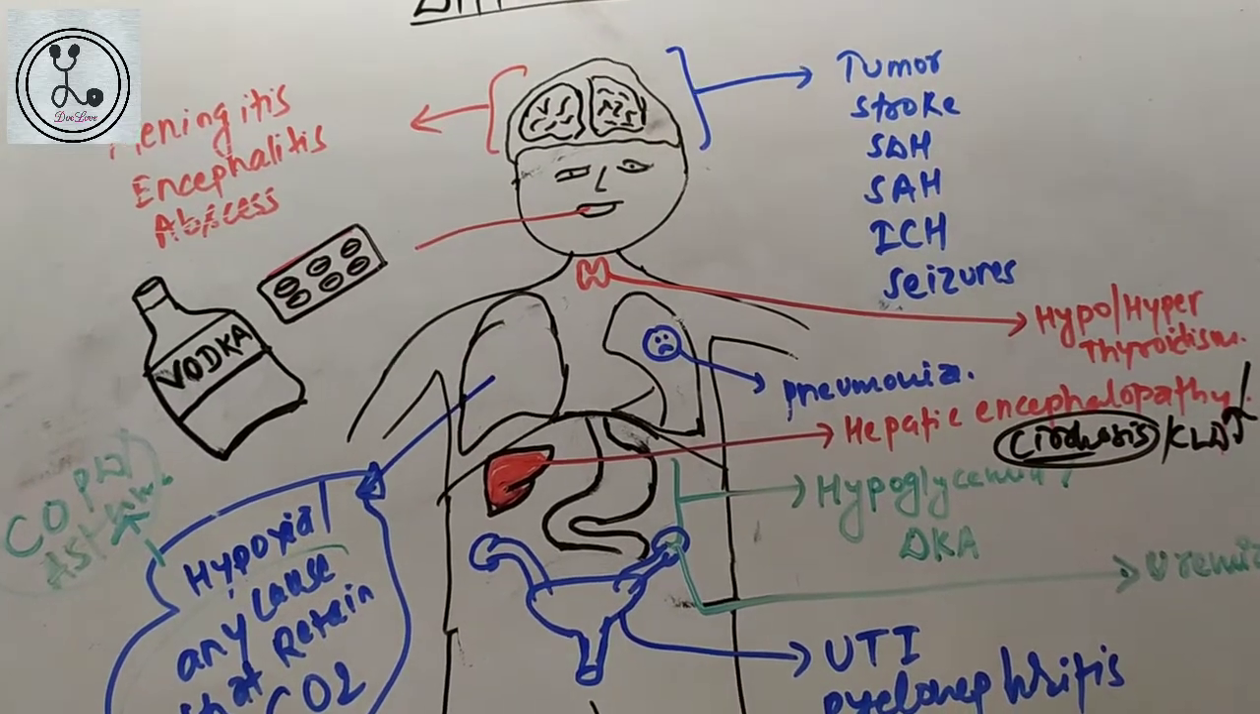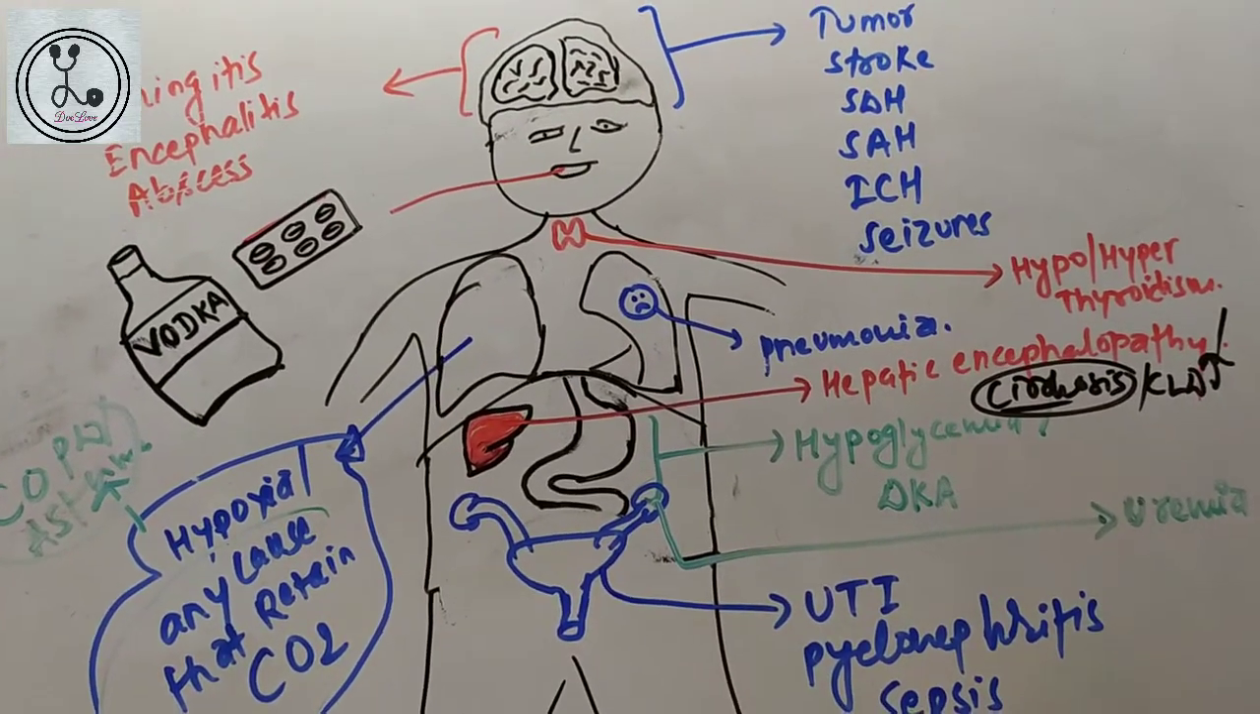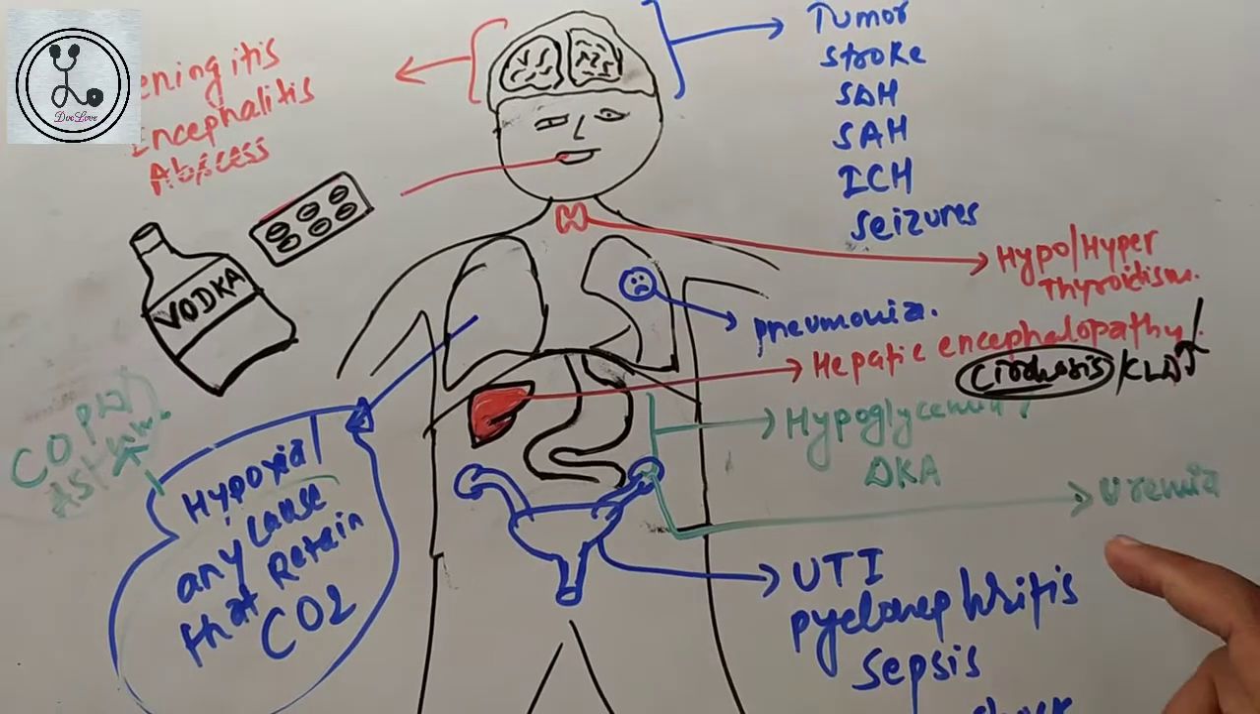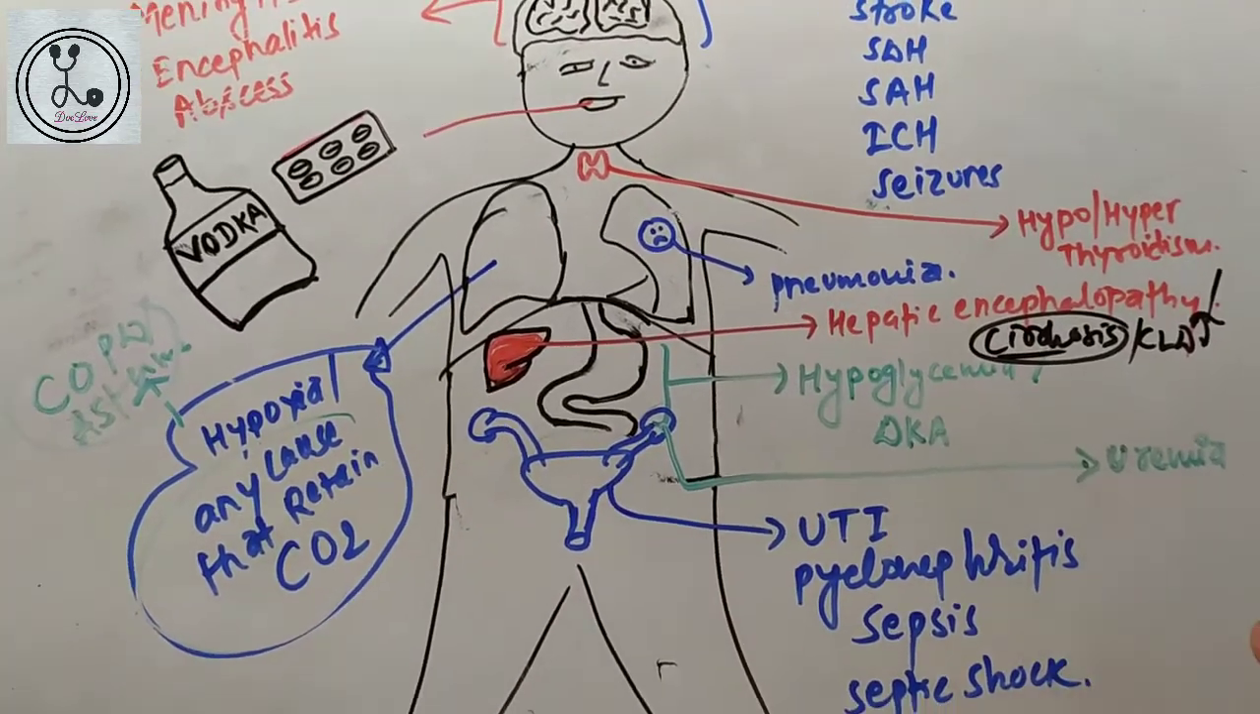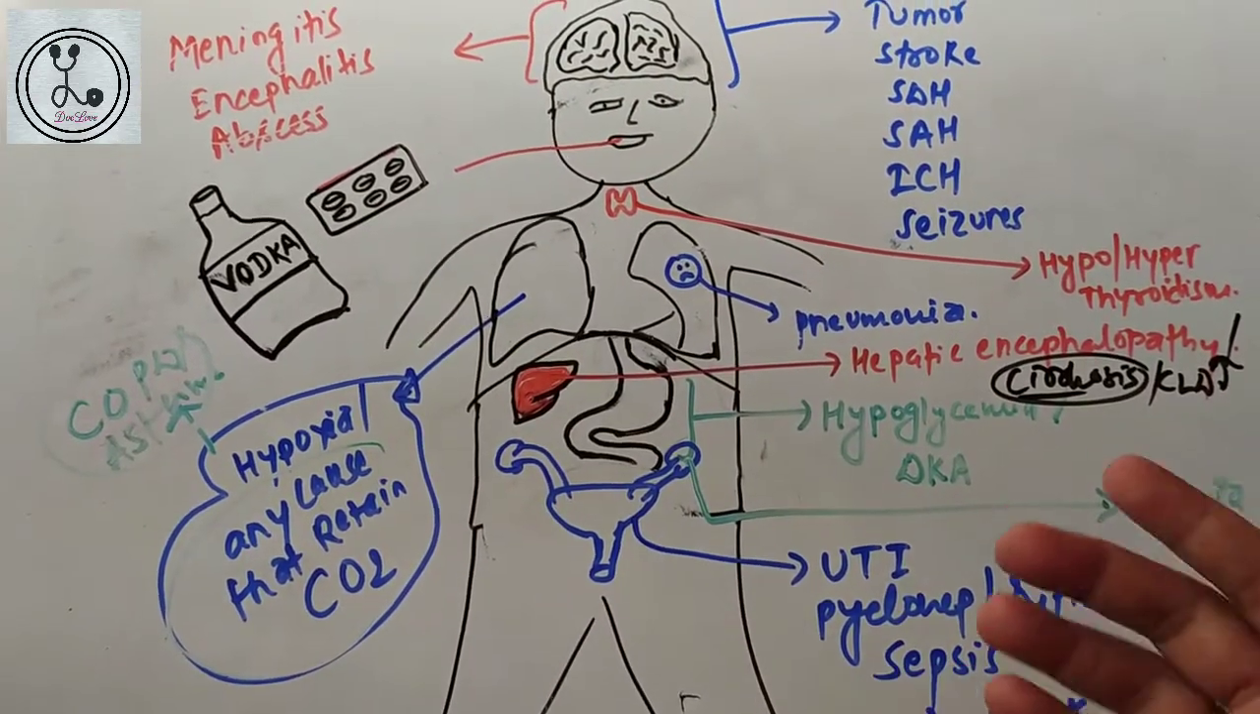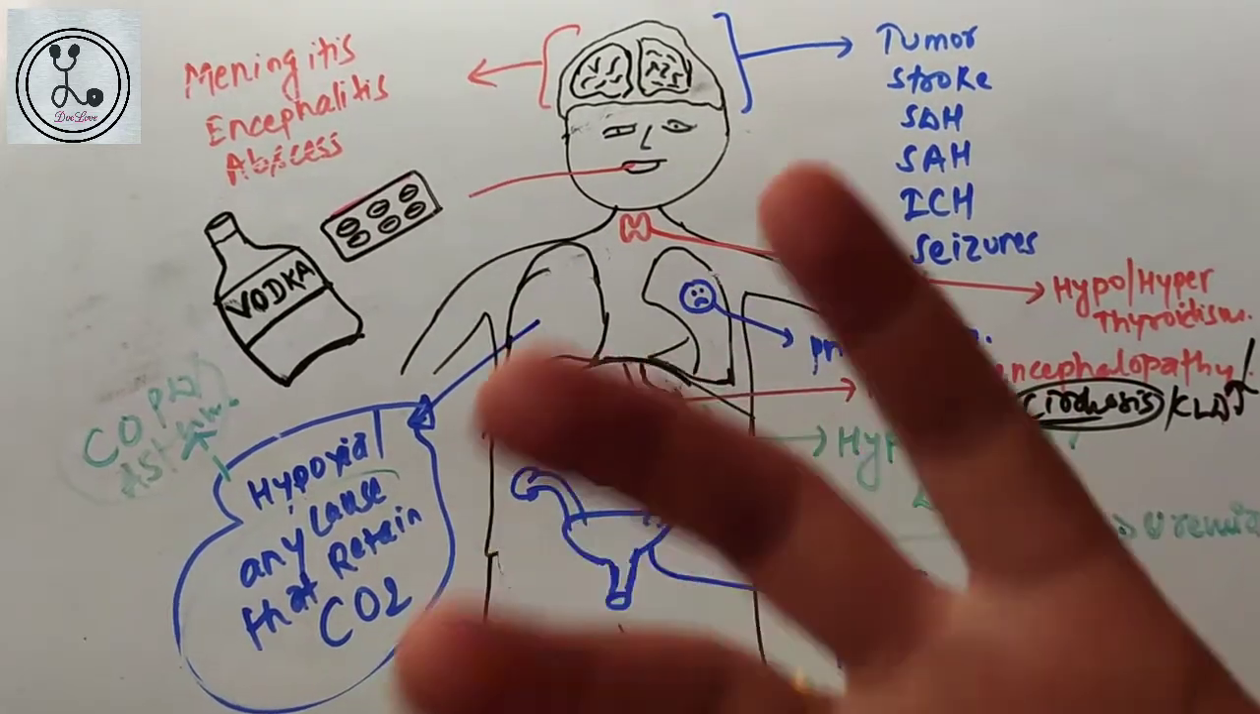And there are some causes related to the renal system, that is urinary tract infection, pyelonephritis, sepsis, or septic shock. These all can also lead to altered mental status in the later stages.